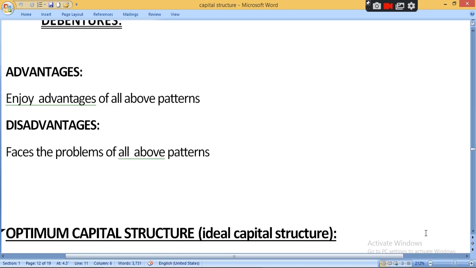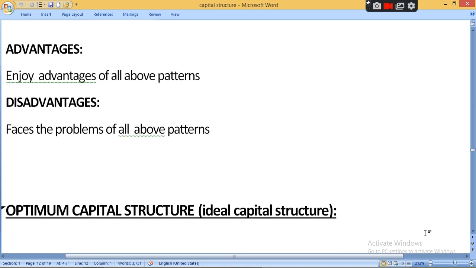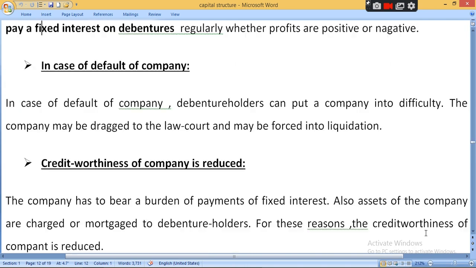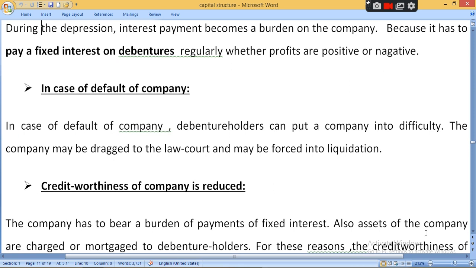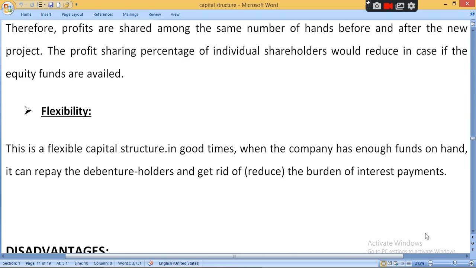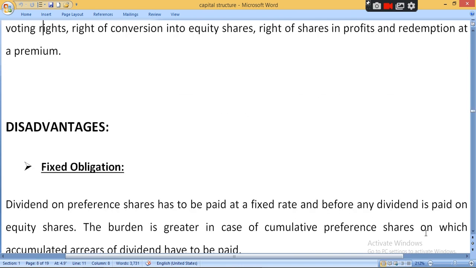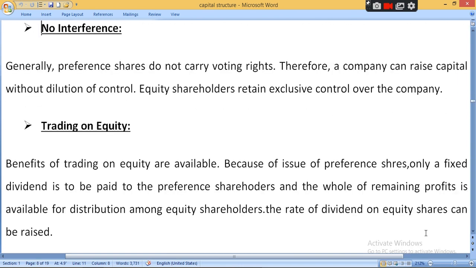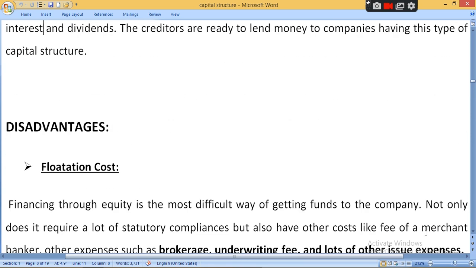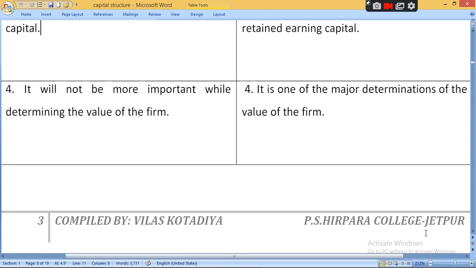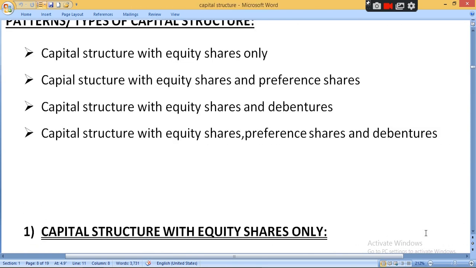You have to write like this, and you have to just give an overview, clear. This is too lengthy. There are four types of capital structure with advantages and disadvantages, but you have to just give an overview for each and every type. The four types are: equity share only, equity share and preference share, equity share and debenture, equity share, preference share and debenture.